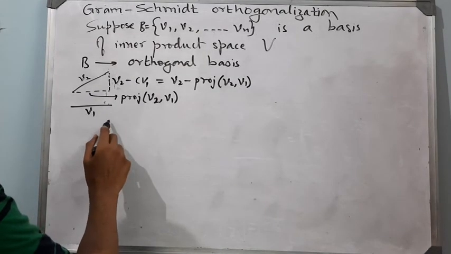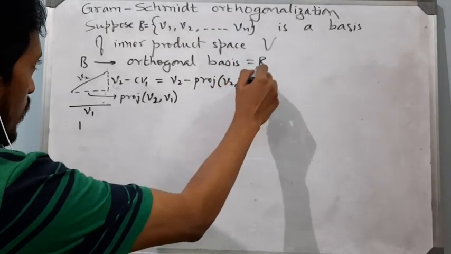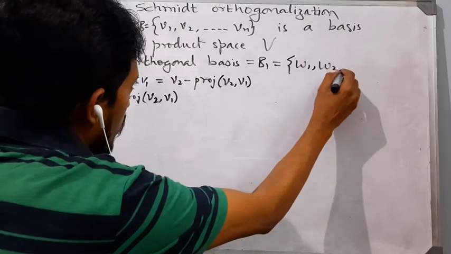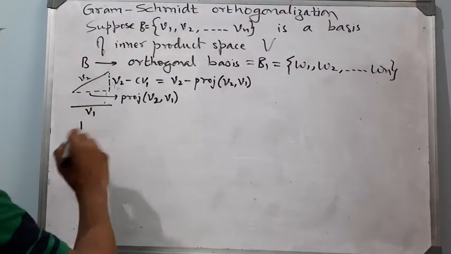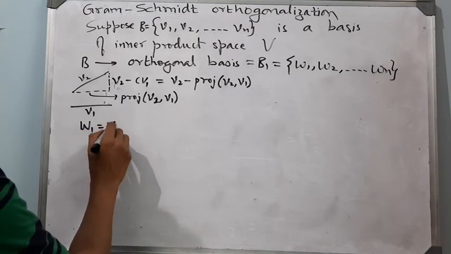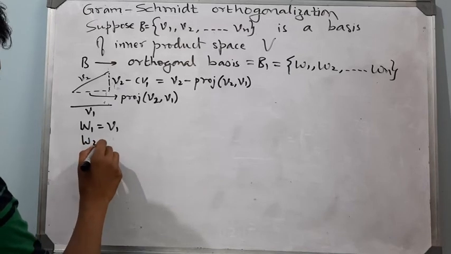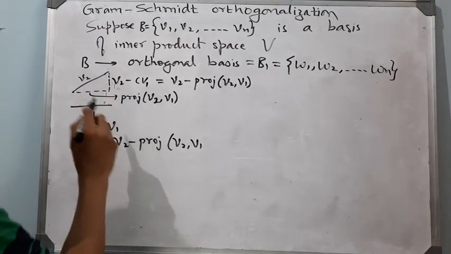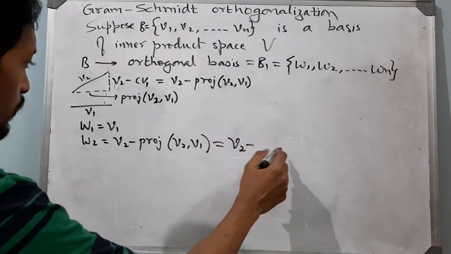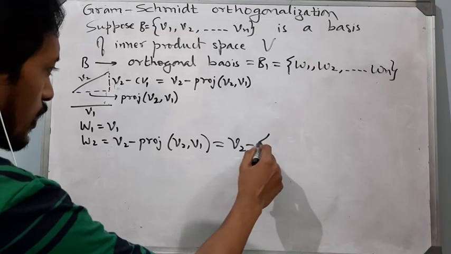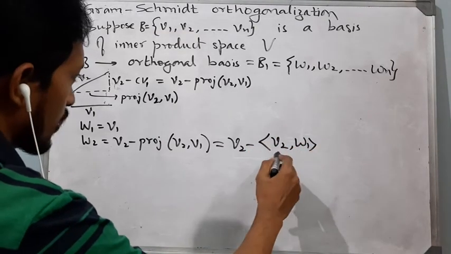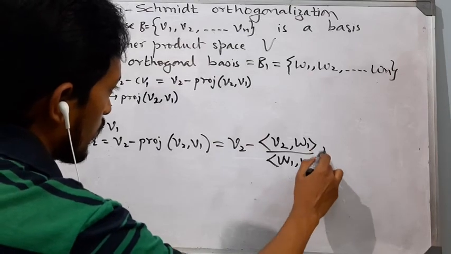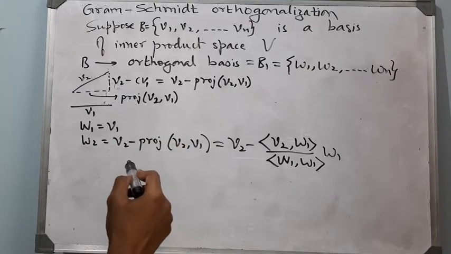Therefore, if I consider B1 as the orthogonal basis, so I need W1, W2, up to Wn. We can take W1 as V1 and W2 as V2 minus the projection of V2 on V1, which is this vector here. So this will be V2 minus the inner product of V2 and W1 over the inner product of W1 with W1, into W1. So now W1 and W2 are orthogonal to each other.